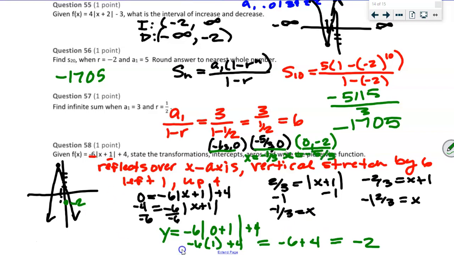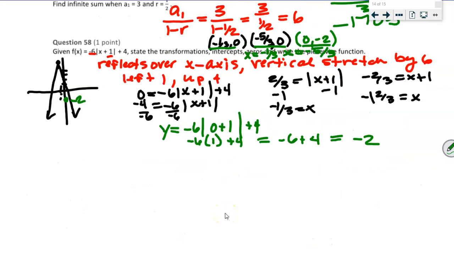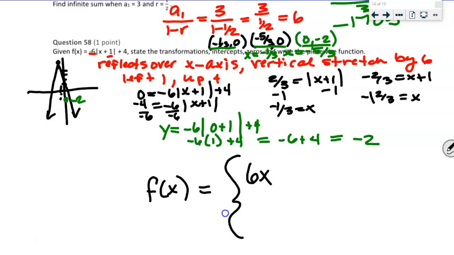Then I want to talk to you about the piecewise function, okay? So for the piecewise function, we're going to say f of x equals, all right? So we want to talk about the left side of the graph and the right side of the graph, okay? On the left side, it's rising from left to right, right? So we're going to say it's 6x.